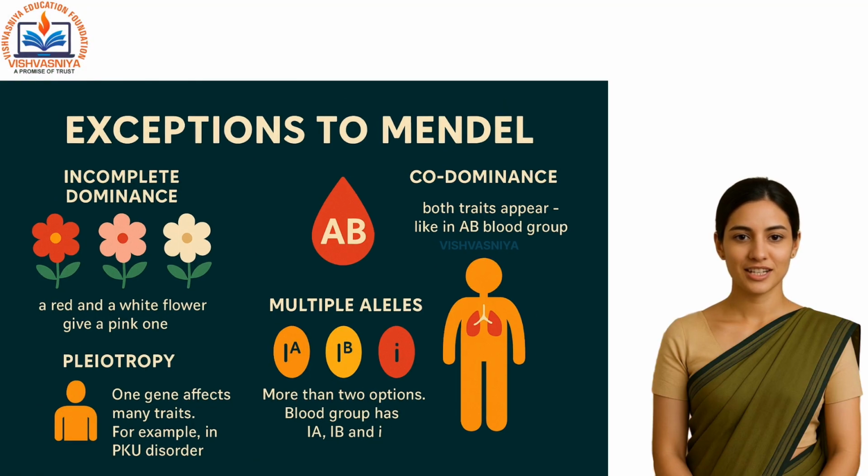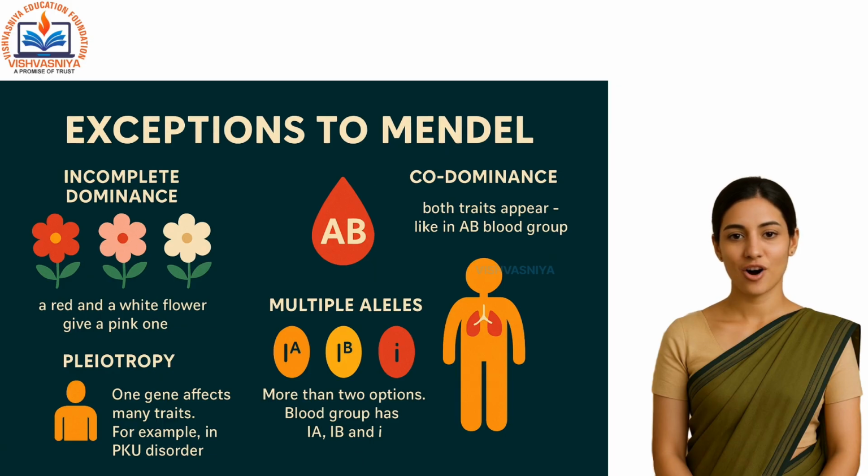Now students, real life is not always that simple. Some traits don't follow Mendel's rules exactly. Let me give you some examples. In incomplete dominance, a red and a white flower give a pink one. In codominance, both traits appear, like in a blood group.